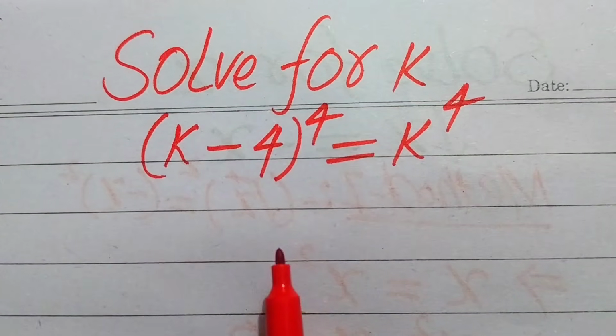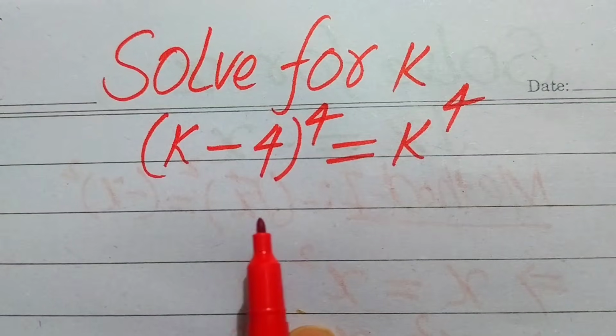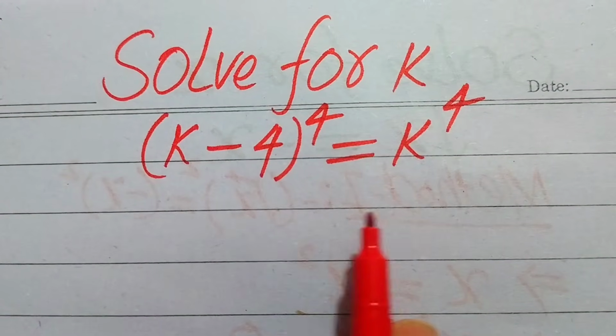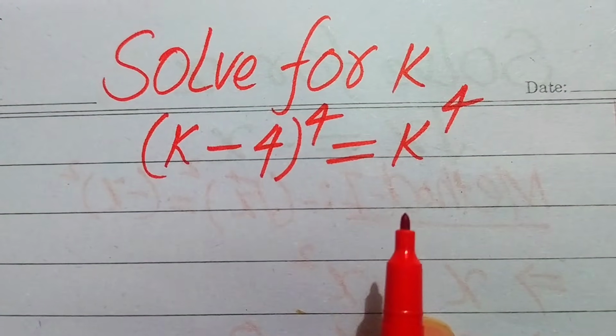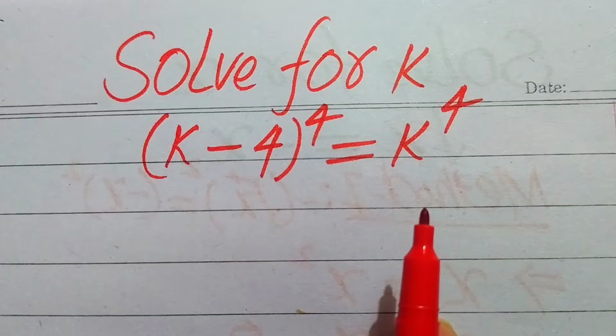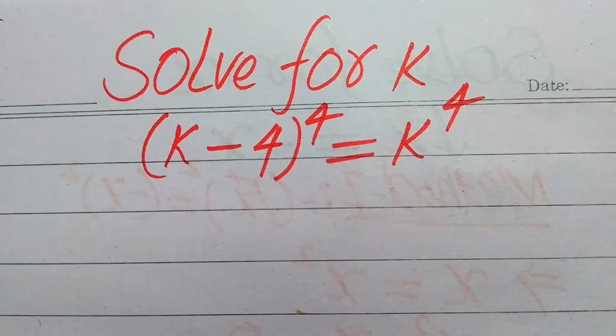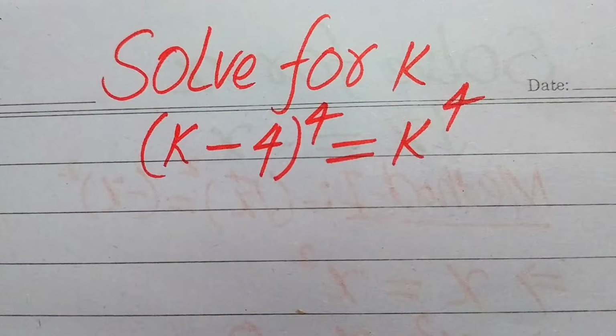So here we have this nice fourth order equation: (k - 4)^4 = k^4, and we solve this problem for all the values of k. You know that this equation has four or fewer roots. We need to find the roots of the given equation.